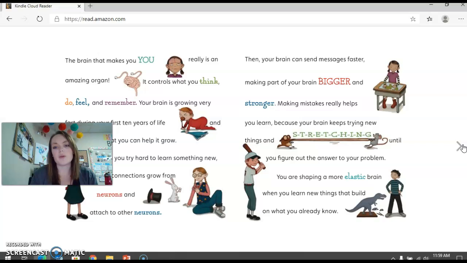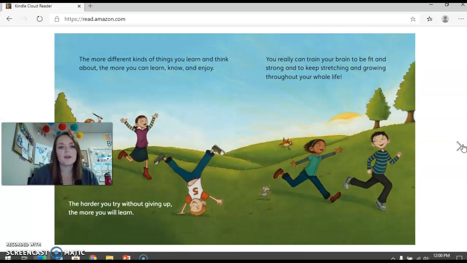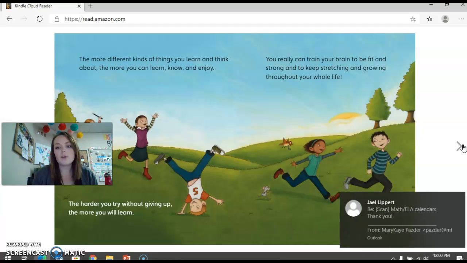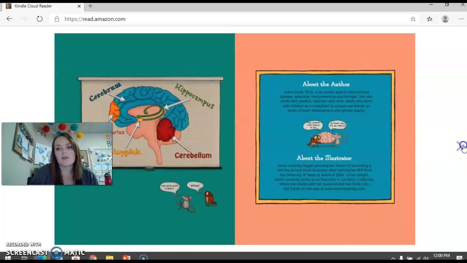Making mistakes really helps you learn because your brain keeps trying new things and stretching until you figure out the answers to your problem. You are shaping a more elastic brain when you learn new things that build on what you already know. The more different kinds of things you learn and think about, the more you can learn, know, and enjoy. The harder you try without giving up, the more you will learn. You really can train your brain to be fit and stronger and keep stretching and growing throughout your life.